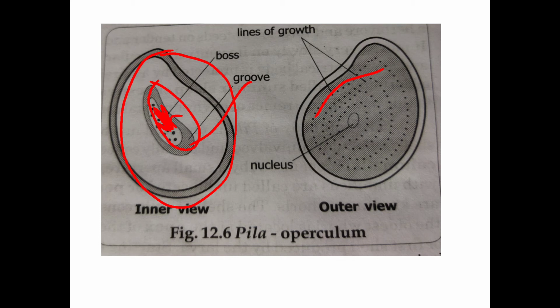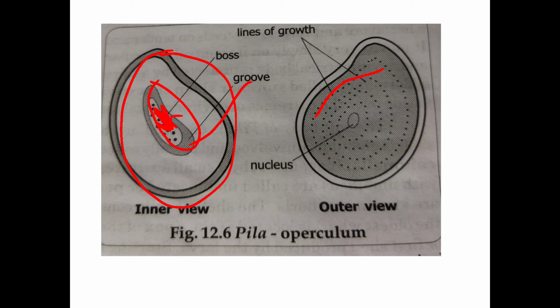Pila has a soft body. The body is divisible into head, foot, and visceral mass. The head and foot are bilaterally symmetrical, while the visceral mass is asymmetrical. Pila is asymmetrical overall, but its head and foot are bilaterally symmetrical, and the visceral organs are asymmetrical.